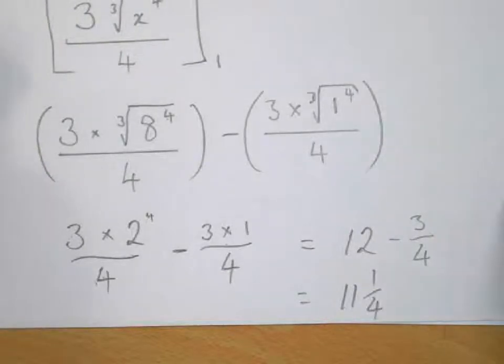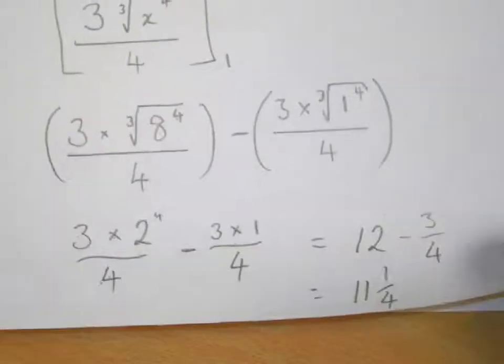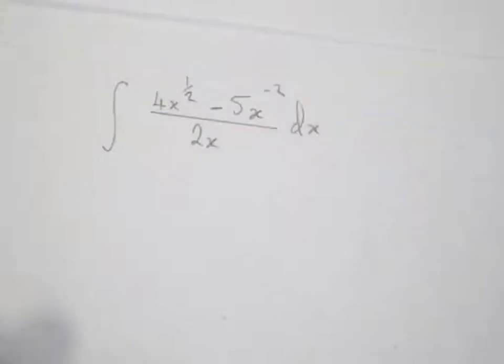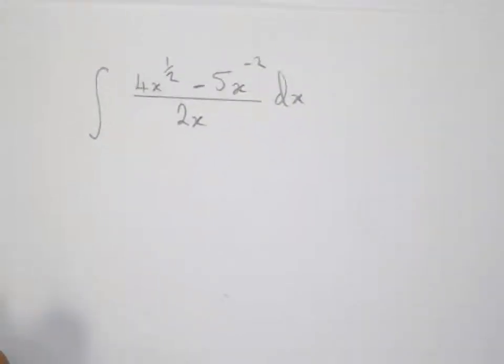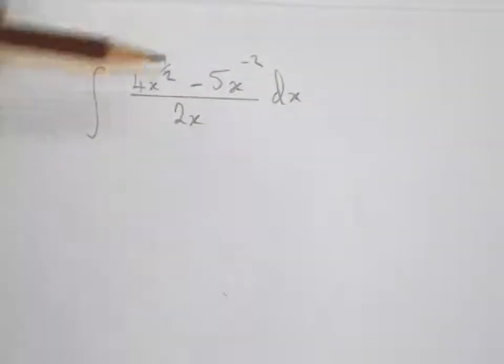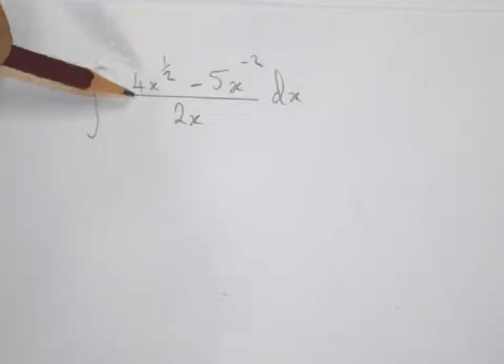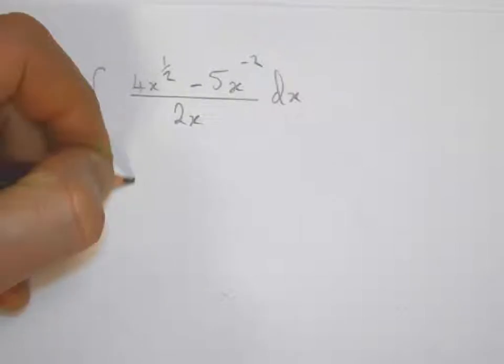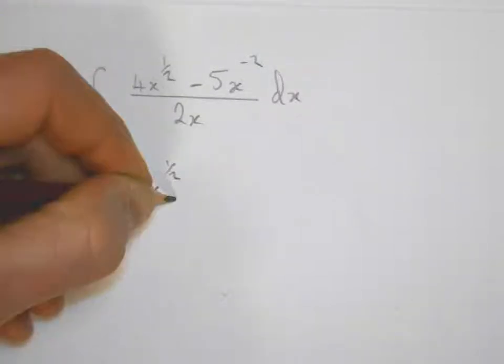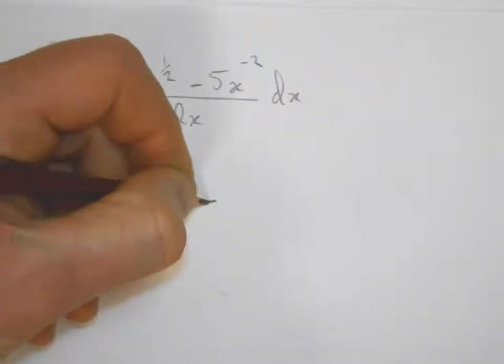Now I've got another one here that I want to show you. This time it's not a definite integral, it's just a normal integration. But this is a bit trickier though, because there's no way you can integrate this yet. You've got to get it ready for integration. So the first thing you do is you split the fraction up into 2 separate fractions.